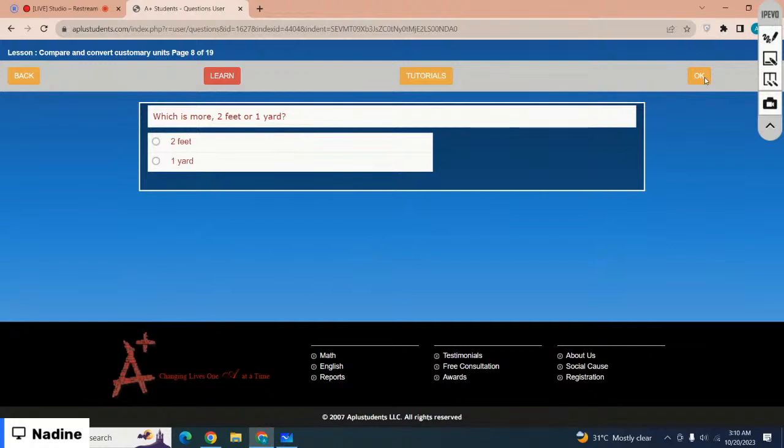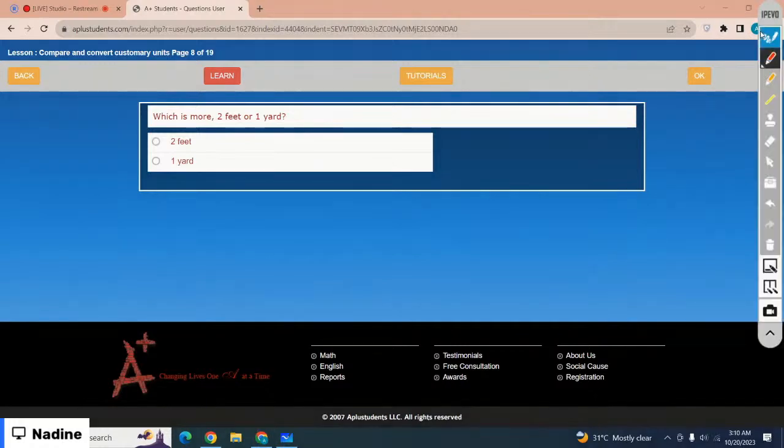Which is more, 2 feet or 1 yard? So 1 yard equals 3 feet, right? So which is more? Obviously, 1 yard is more than 2 feet. Got it?